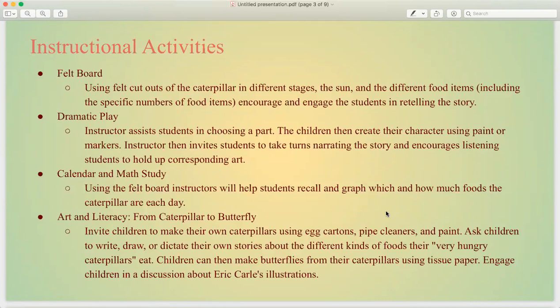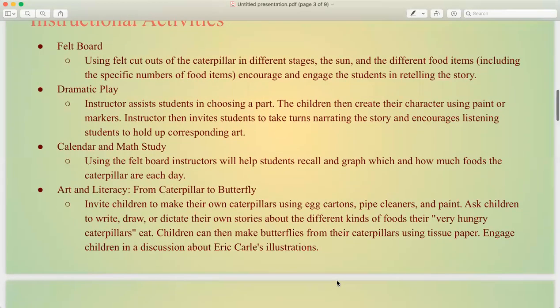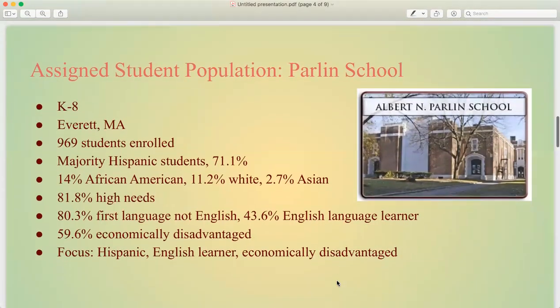The calendar and math study builds on the felt board and is just recalling and graphing how much and which food the caterpillar ate each day. So 1 apple on the first day, 2 oranges on the second day. And then the art and literacy project starts with creating a caterpillar, and then the students are asked to create their own story about the types of foods their caterpillar likes, and then building on the caterpillars, turning them into butterflies, using collage, and then discussing Eric Carle's illustrations, which are famous in early education.